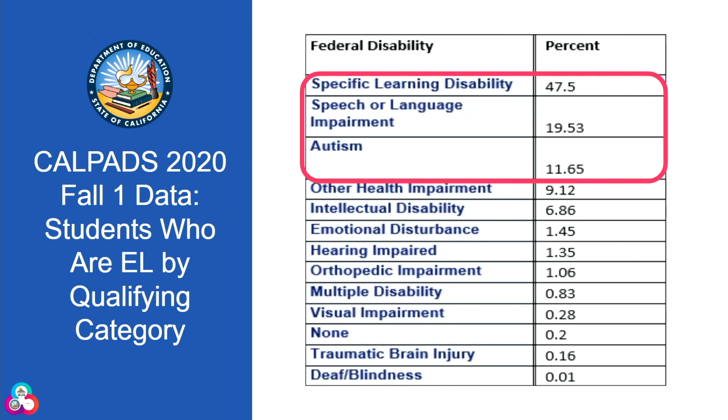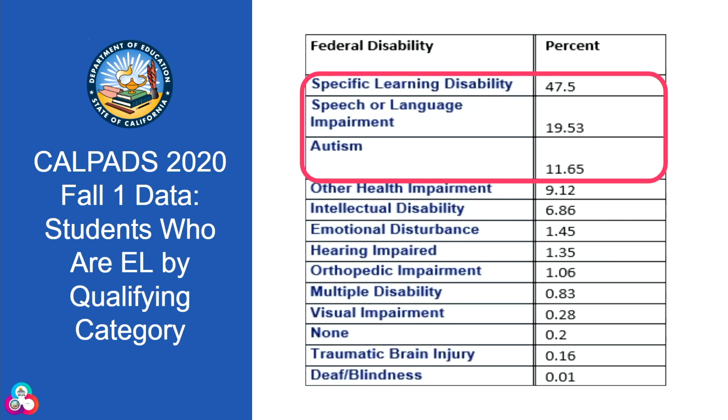We often share data to ground our conversations, just to give it a context and a sense of urgency. So when we look at CalPADS data from 2020, this is Fall 1 data. This is going to be no surprise to you, those of you that work with students who have met eligibility criteria for disability. We know that the top 3 are SLD, specific learning disability, speech and language impairment, and autism. So those are the top 3 often-recurring disabilities in the state of California.